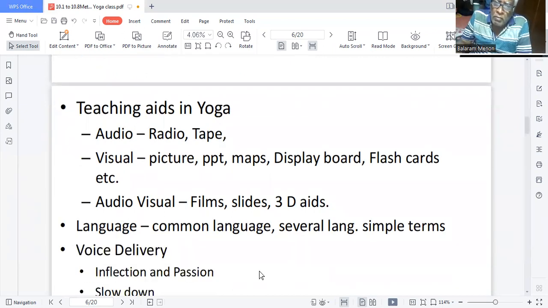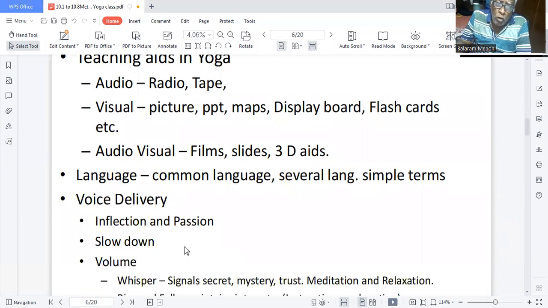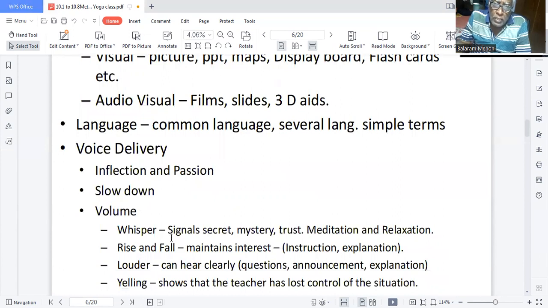Language: common language, several simple terms. Voice delivery: inflection and pattern, slow down, volume, whisper to signal secret, mystery, trust, meditation and relaxation. Rise and fall, maintain the interest. Louder, so they can hear clearly: questions, announcement, explanation. Yelling shows that the teacher has lost control of the situation. So the voice also plays an important part in the delivery of the subject lecture.